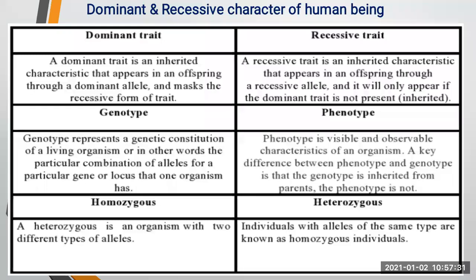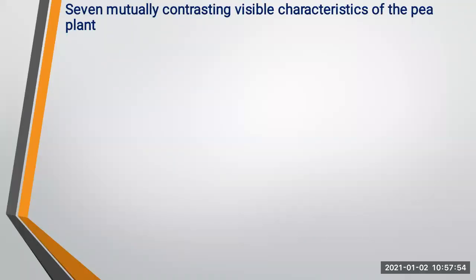So that is called the genotype, right? And then homozygous and heterozygous, these words you must have heard. The individuals with the same kind of genes are called homozygous, while the heterozygous organism has two different types of genes or factors. Here I'll show you the 7 mutually contrasting visible characteristics of the pea plant which Mendel studied.